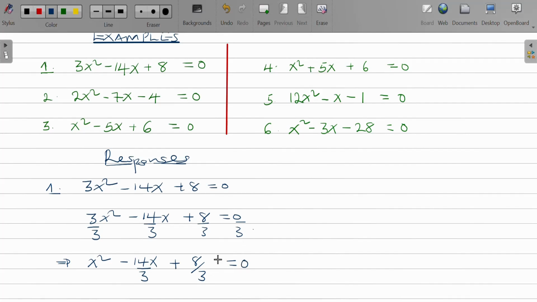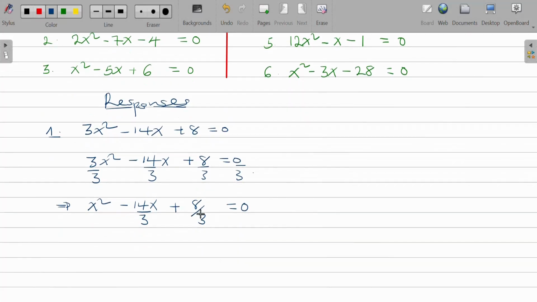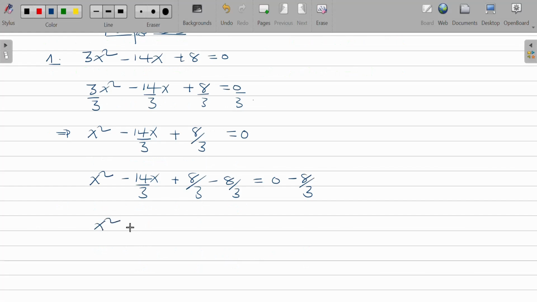Now from here, we are going to take the constant to the right hand side of the equation, so that we remain with x squared minus 14x by 3 plus 8 divided by 3 minus 8 divided by 3 equals 0 minus 8 divided by 3. So this is x squared minus 14x divided by 3 equals negative 8 divided by 3.